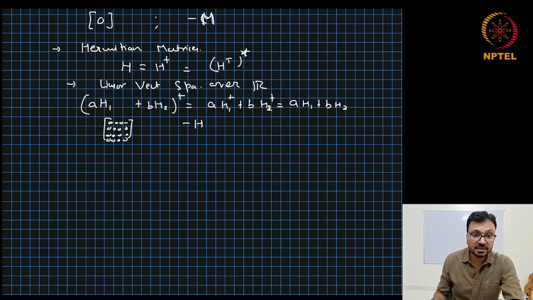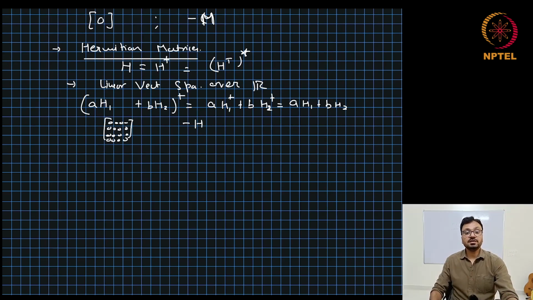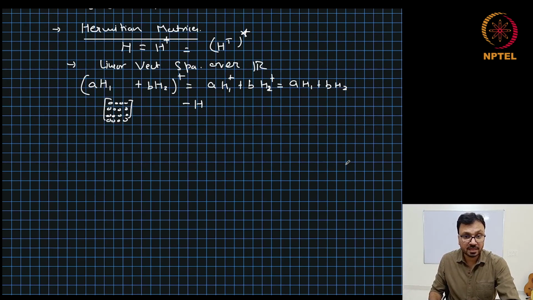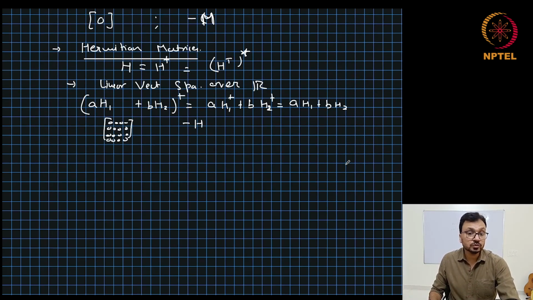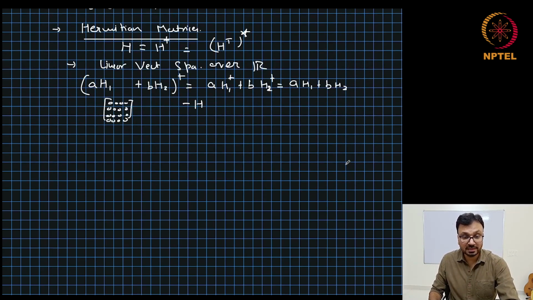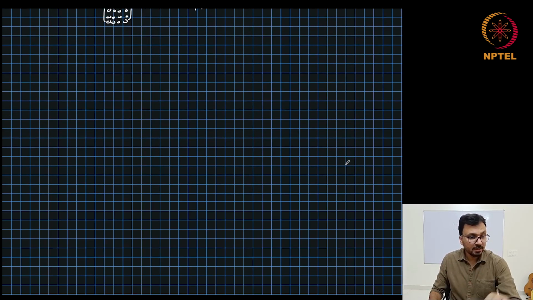So in that way, the set of all Hermitian matrices over the real field forms a linear vector space, and this will be used extensively in the entire course. So with these examples, I hope we have a little bit better understanding of what it takes to be a linear vector space. But we do not stop here at the definition of a linear vector space.